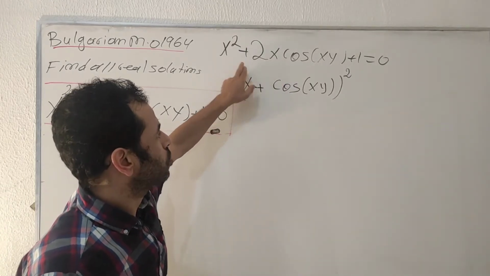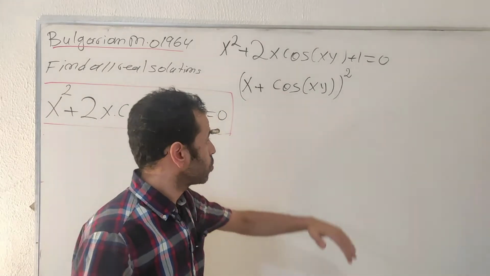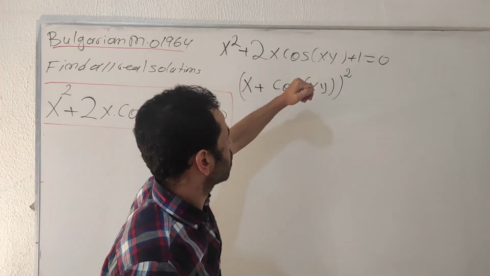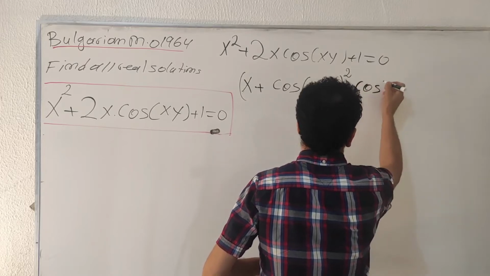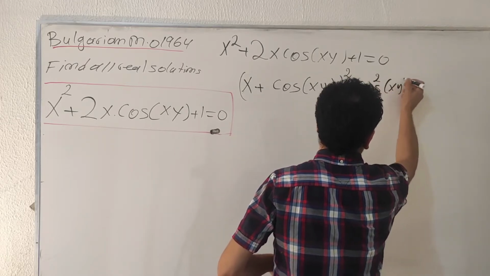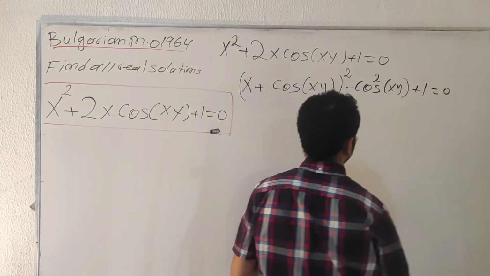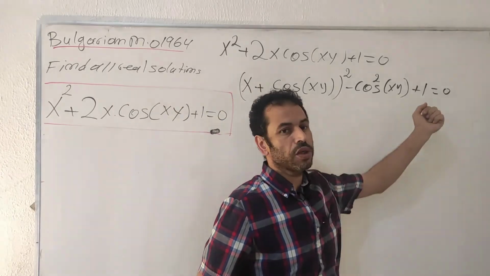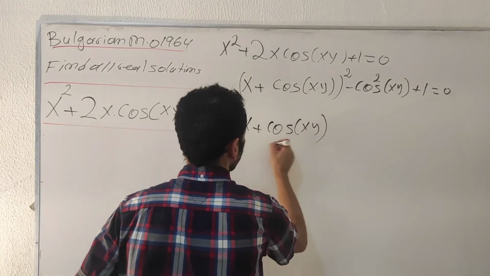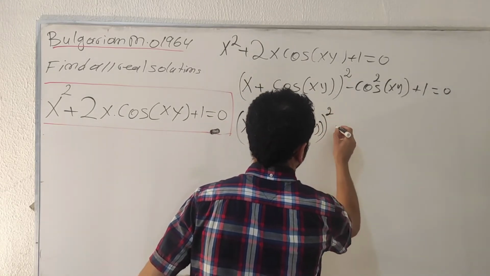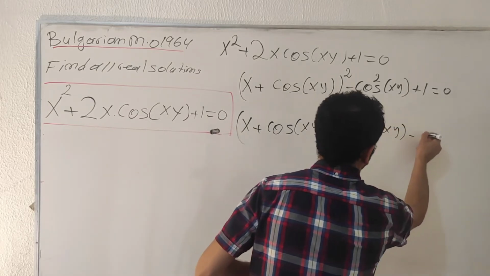We get x squared as a first term, we get 2x cosine xy as a middle term. We need the third term. The third term will be cosine squared xy, but we don't have it, so we need to subtract it. So we get minus cosine squared xy plus the original number, which is 1, equals 0. Let's take these two terms to the right. So I get x plus cosine of xy, all raised to the power 2, equals cosine squared of xy minus 1.